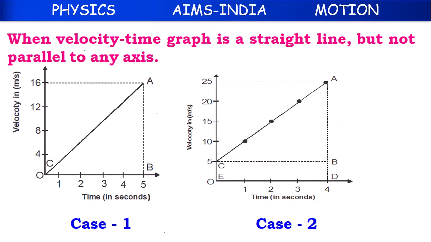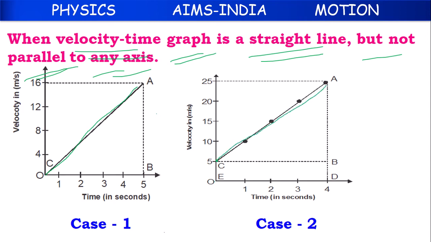Suppose, next, the velocity-time graph is a straight line, but not parallel to any axis. In case 1, it is starting from the origin. In case 2, it is starting from some other point, but not from the origin. But in both cases, it is a straight line, not parallel to the velocity axis, not parallel to the time axis, not parallel to the y-axis, not parallel to the x-axis.